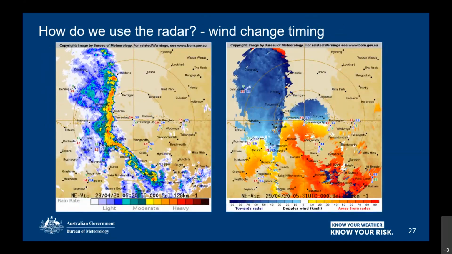Now, I thought I'd show you a couple of images on some wind changes. So how do we use the radar? The obvious answer with the radar is to detect where we've got rainfall and maybe where we're going to get rainfall. But there are a number of other ways that we can use a radar, such as timing of wind changes. This is an image taken only a handful of days ago when we had a pretty decent wind change coming through Victoria.